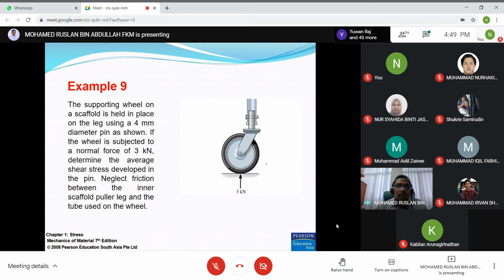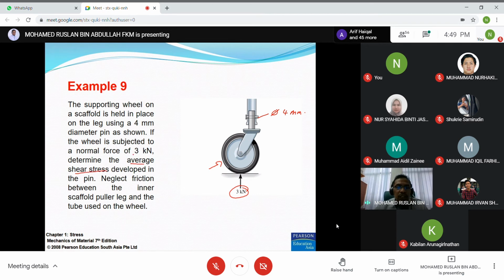In this case, we have the supporting wheel. So this is the wheel, on the scaffold. It's held in place on the leg using a 4mm diameter pin as shown. So this is the pin. The diameter of the pin equals 4mm. If the wheel is subjected to the normal force of 3 kilonewton here, determine the average shear stress.